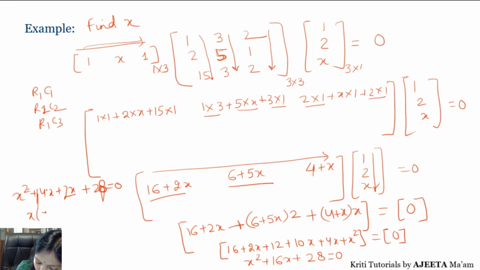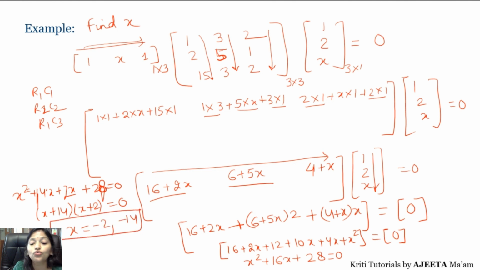Now x plus 14 will be the one factor. x plus 2 will be the next factor. So what are the two values of x? Minus 2 and minus 14. So these are the two values possible for x. So these are very common questions which you get in the exam. Don't get worried that the multiplication has all different orders, we cannot multiply, so the answer is 0 and no. We can multiply and we will get finite values of x. So this was all about matrix multiplication.